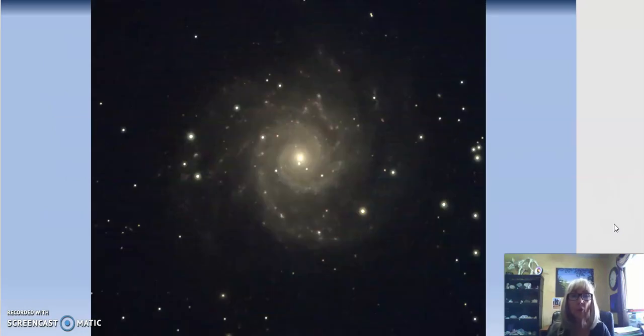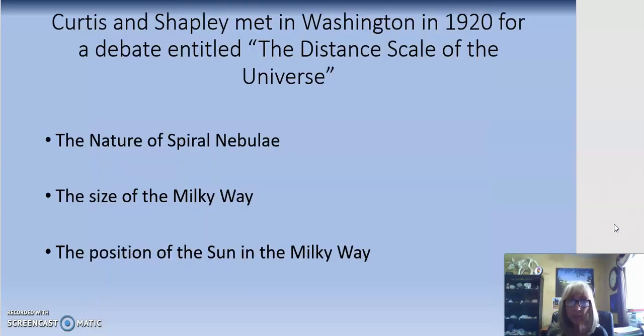The debate was over these. What are these spiral things that we're seeing up in space? We're familiar with Edwin Hubble, how he calculated it in the end. But before even Hubble came along, there was a disagreement. Are these within our own galaxy? Is that a galaxy all by itself? Just what are these spiral-shaped things that we're seeing up there? So there was a debate in Washington, D.C. in 1920. It was between Curtis and Shapley, and the title of it was The Distance Scale of the Universe.